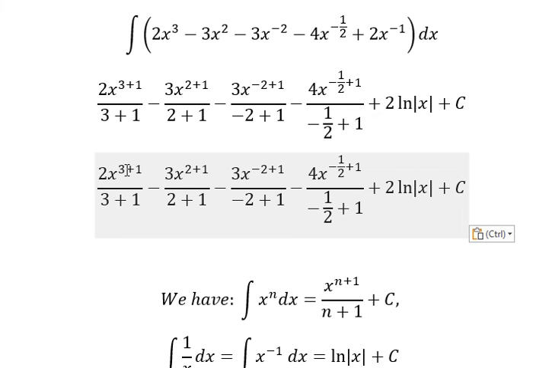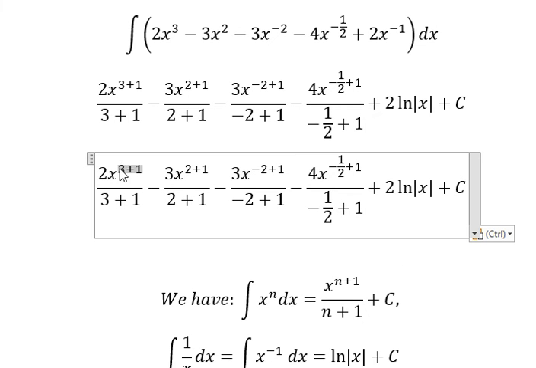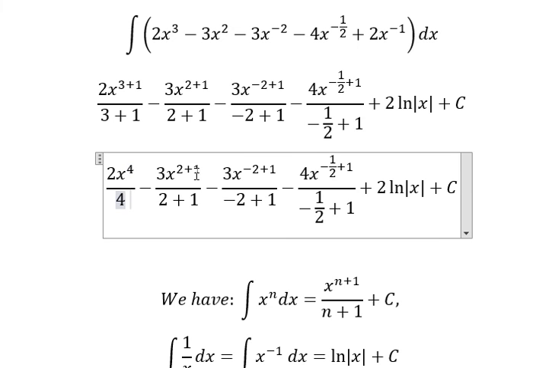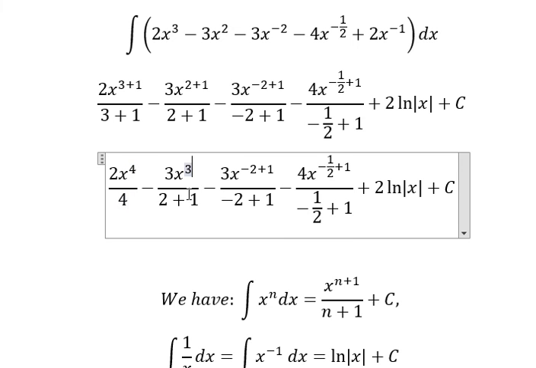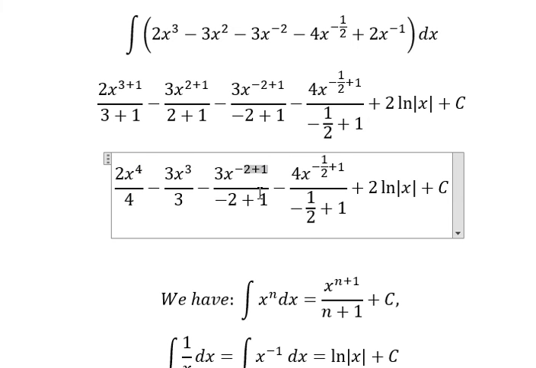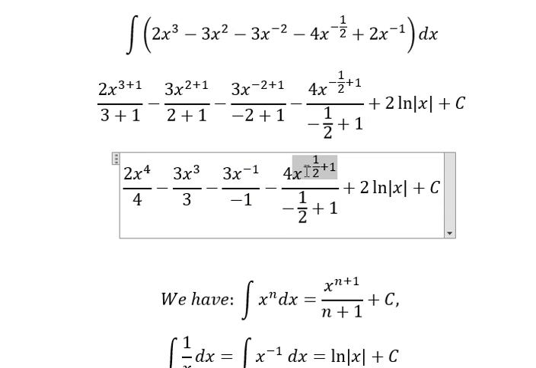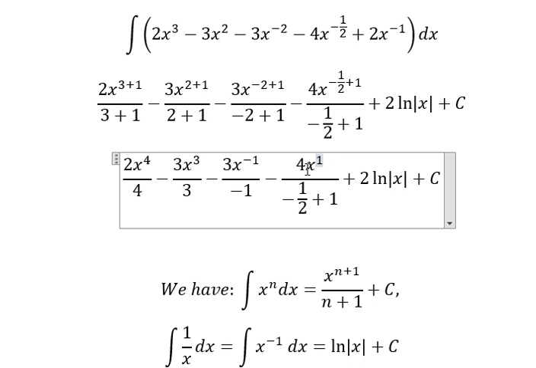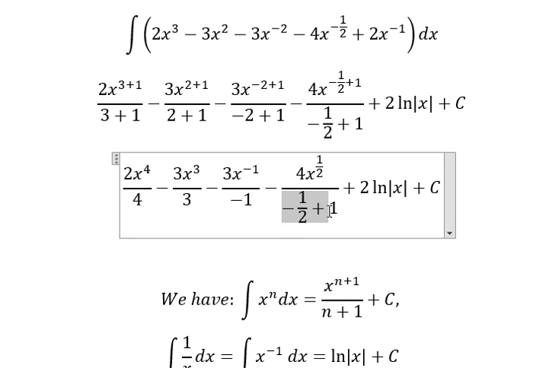So 3 plus 1, we have number 4. Number 4. This is about number 3. Number 3. This one, negative number 1. Negative number 1. This one, we have 1 over 2 and 1 over 2.